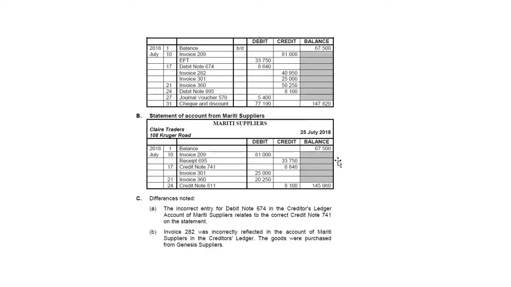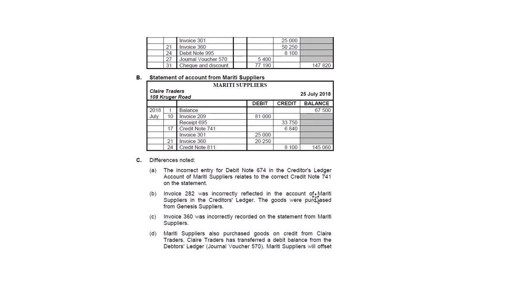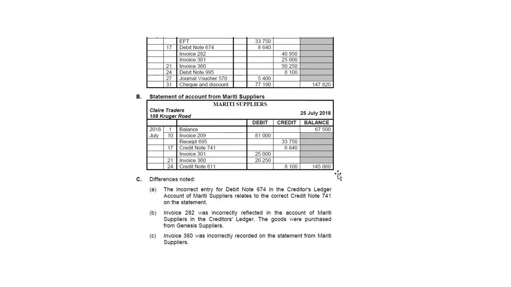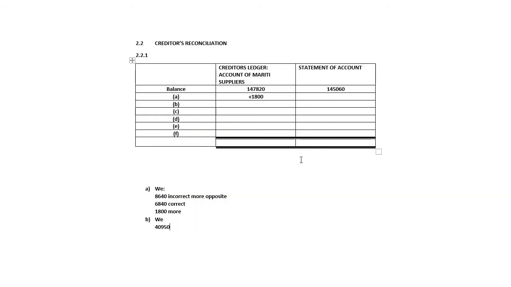40,950. Let's see what should happen. It was incorrectly reflected in Mariti's account, but it was purchased from Genesis. So it should simply not be on Mariti, it should be on Genesis. So we must just take it out of Mariti. It is an invoice. The invoice made the amount more. So we made it more.